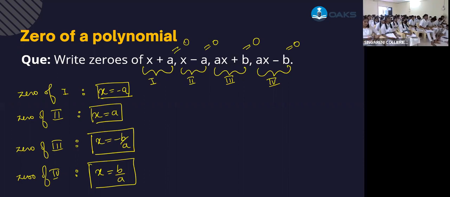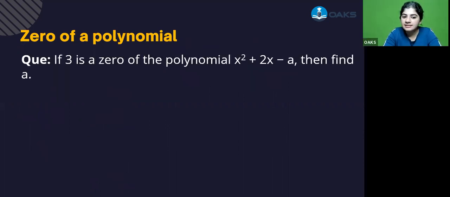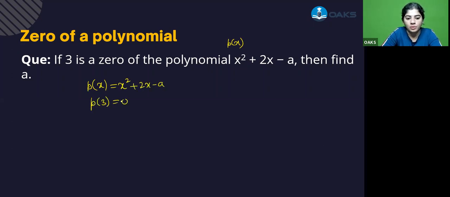Okay, so let's see what we have next. Is 3 the zero of this polynomial? It is given that 3 is the zero of this polynomial, and we have to find the value of a. Now, we are given that p(x) is equal to x square plus 2x minus a, and we are given that p(3) is equal to 0. Let's see who will find it first.